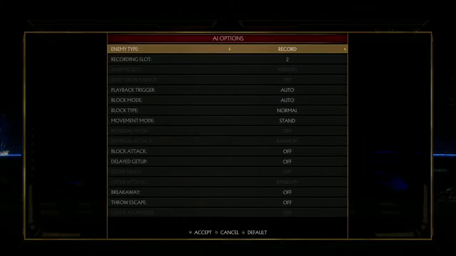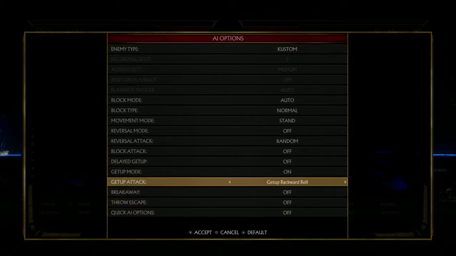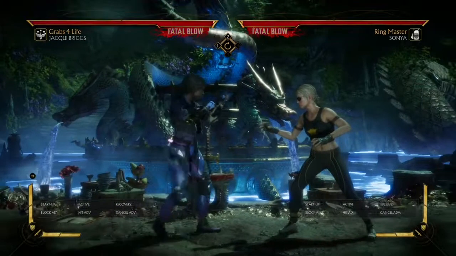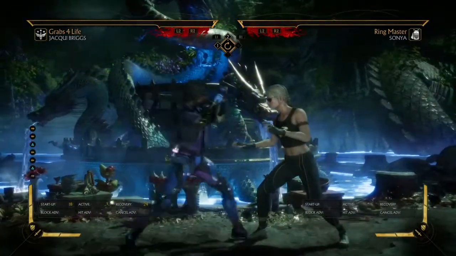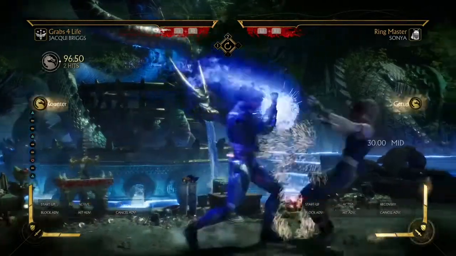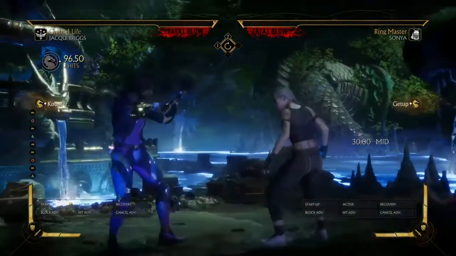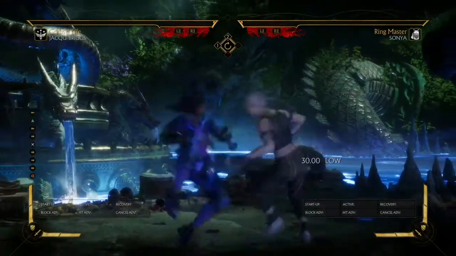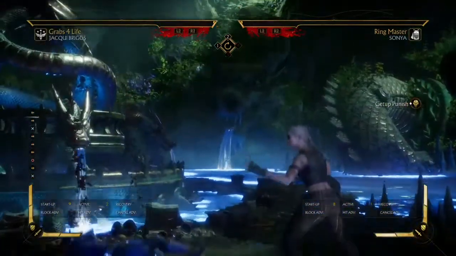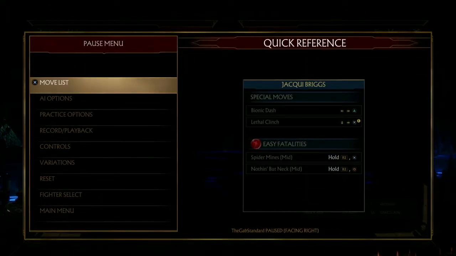So if, for example, I just have Sonya set to get up with up 2, I know my back 2 has 3 active frames, so knocking her down, it's easier to stuff with a move like this compared to something like forward 3, which is only 2 active frames, can easily be mistimed. So that's really the only time where active frames are useful.